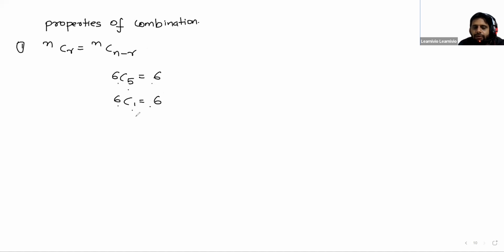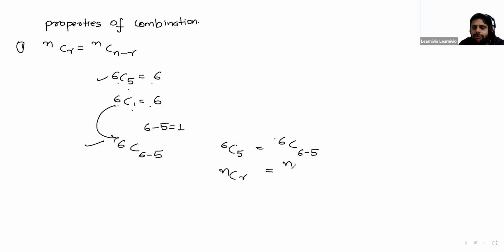Now, what is the relation? We can say that 6 minus 5 is equal to 1. In place of this 1, we can say this is 6 minus 5. In place of this, we can write 6c(6 minus 5). So if we compare nCr and nC(n minus r), this is 6c5 and this is 6c(6 minus 5). So this is nCr, and this is nC(n minus r). This is the relation between these two: nCr is equal to nC(n minus r).